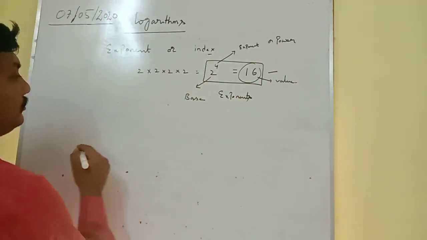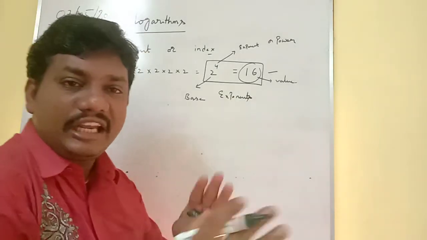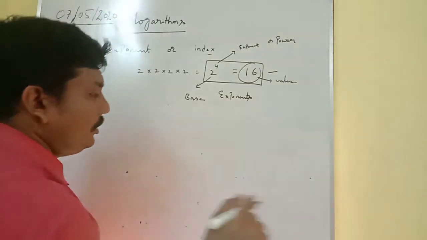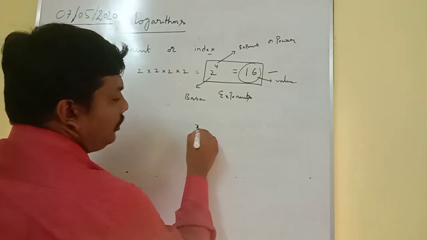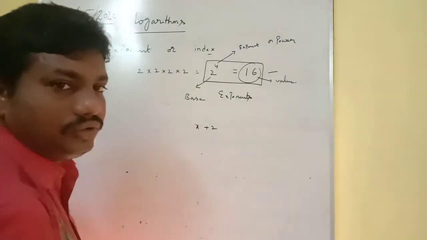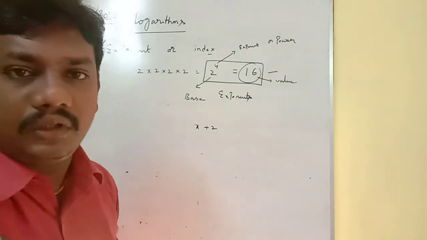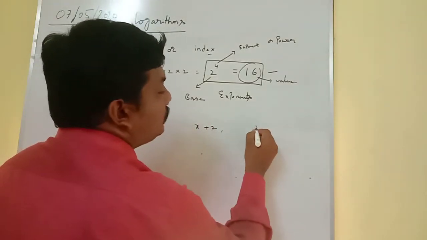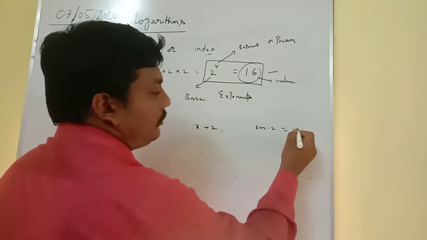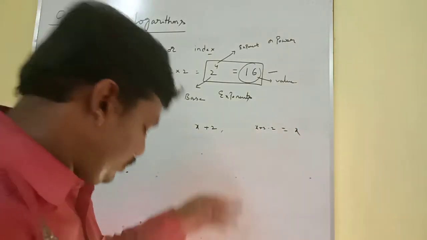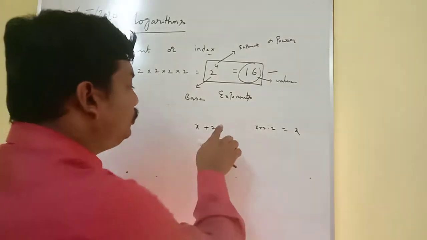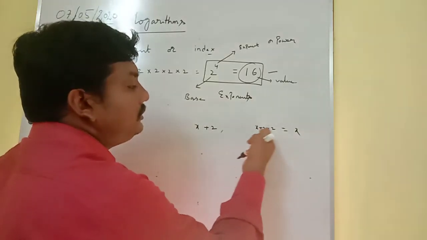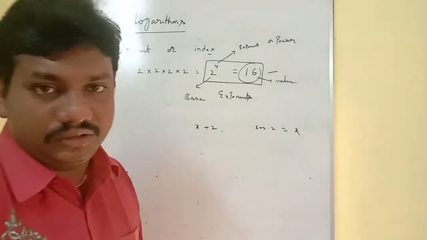Now, what is the logarithm? Logarithm is nothing but the inverse process of the exponent. For example, if you take the value x and add 2, we get x plus 2. To get x back, we subtract: x plus 2 minus 2 gives x. That is called the reverse process.